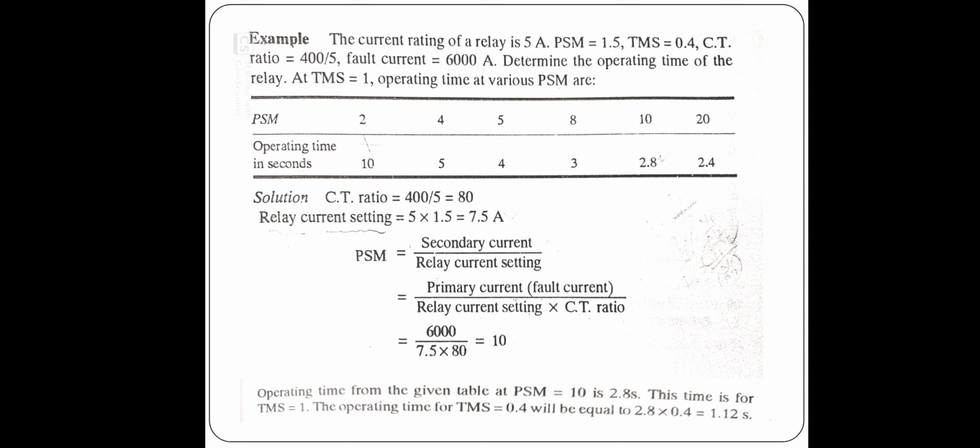Now search in this table: when PSM is 10, the operating time is 2.8. But this operating time is given for TMS equal to 1, the time multiplier setting, and we need to find it at TMS equal to 0.4. By the unitary method, when PSM equals 10, the operating time is 2.8 seconds at TMS 1. Then when TMS equals 0.4, the operating time will be 2.8 into 0.4, which is 1.12 seconds. This is a very easy numerical.